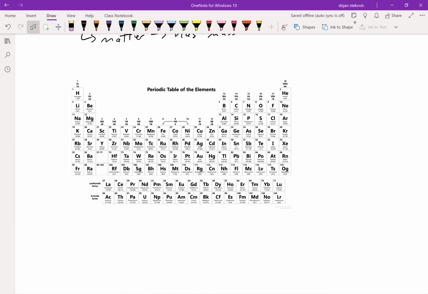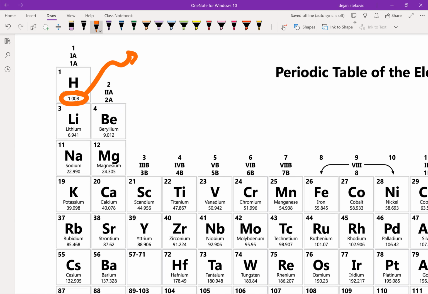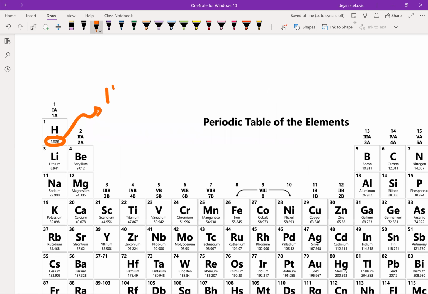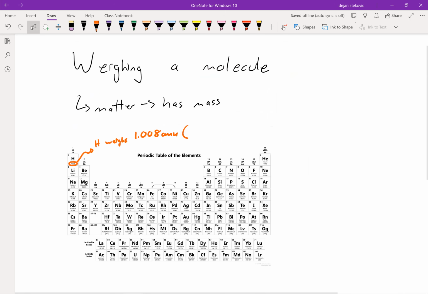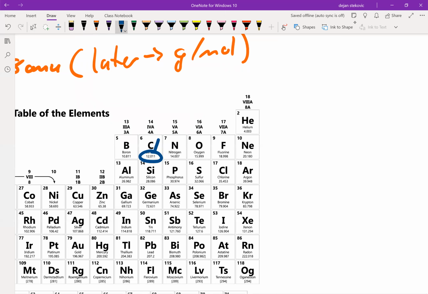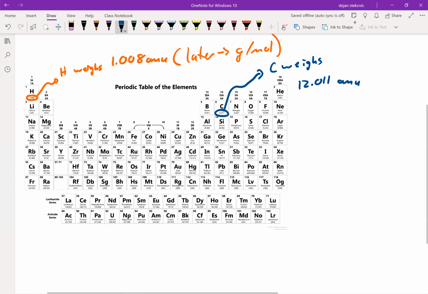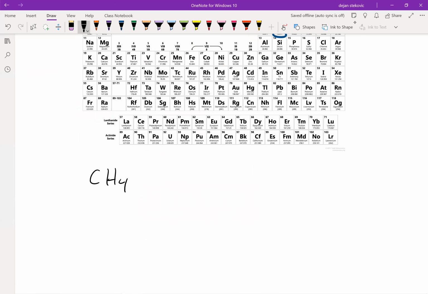And then the mass of our atoms is located on our periodic table, right? So hydrogen, for example, we can take a look there. Hydrogen weighs 1.008 AMU. And our AMU, if you think back to the beginning of this course, was an atomic mass unit. Later on, we're going to call this grams per mole, and we're going to call this the molar mass. But for right now, we're just weighing an individual molecule. Another example, right? Carbon has that mass right there. So carbon weighs 12.011 AMU. And then what if I asked you, what about the mass of CH4?